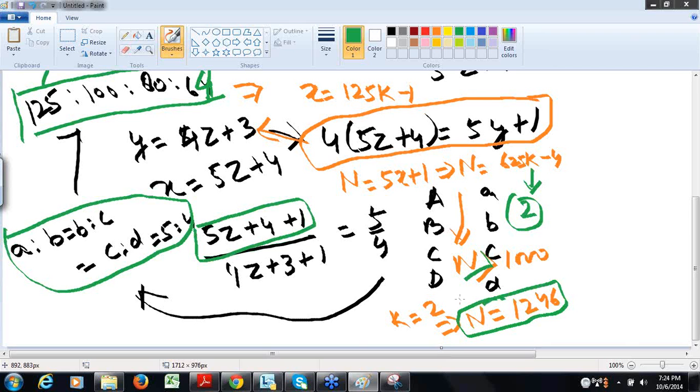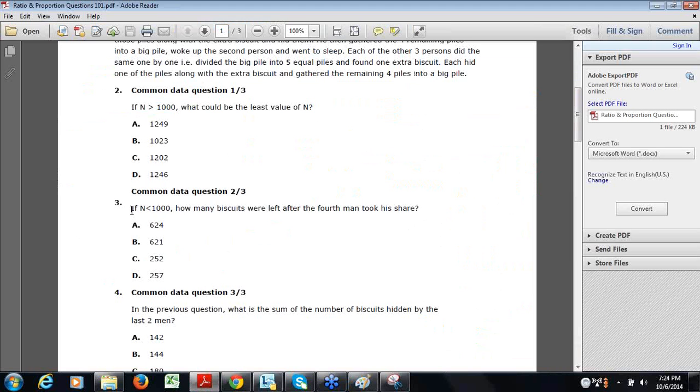Got it, everybody? Does anyone still have a problem? Okay, great. So moving ahead. Now, if N is less than 1000, then how many biscuits were left after the fourth man took his share?